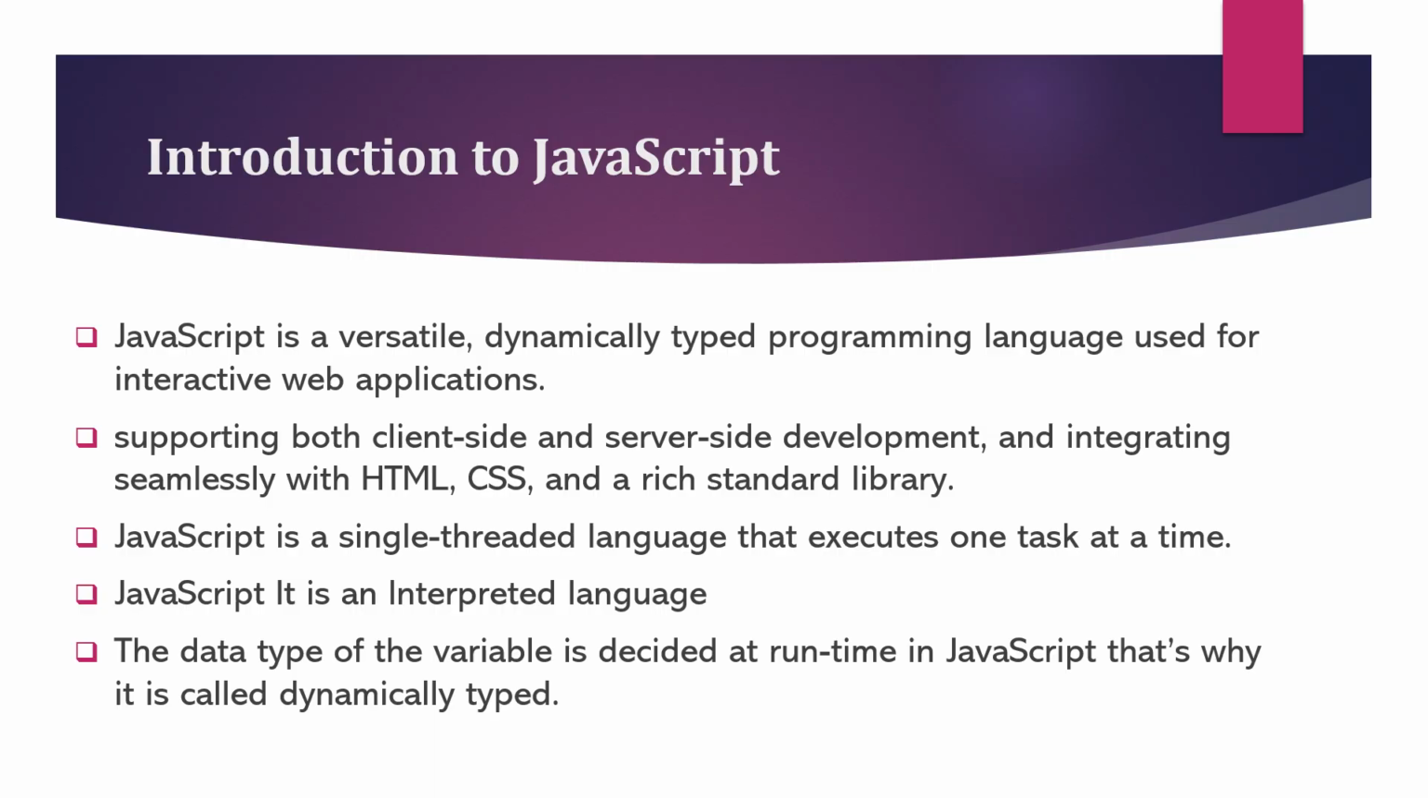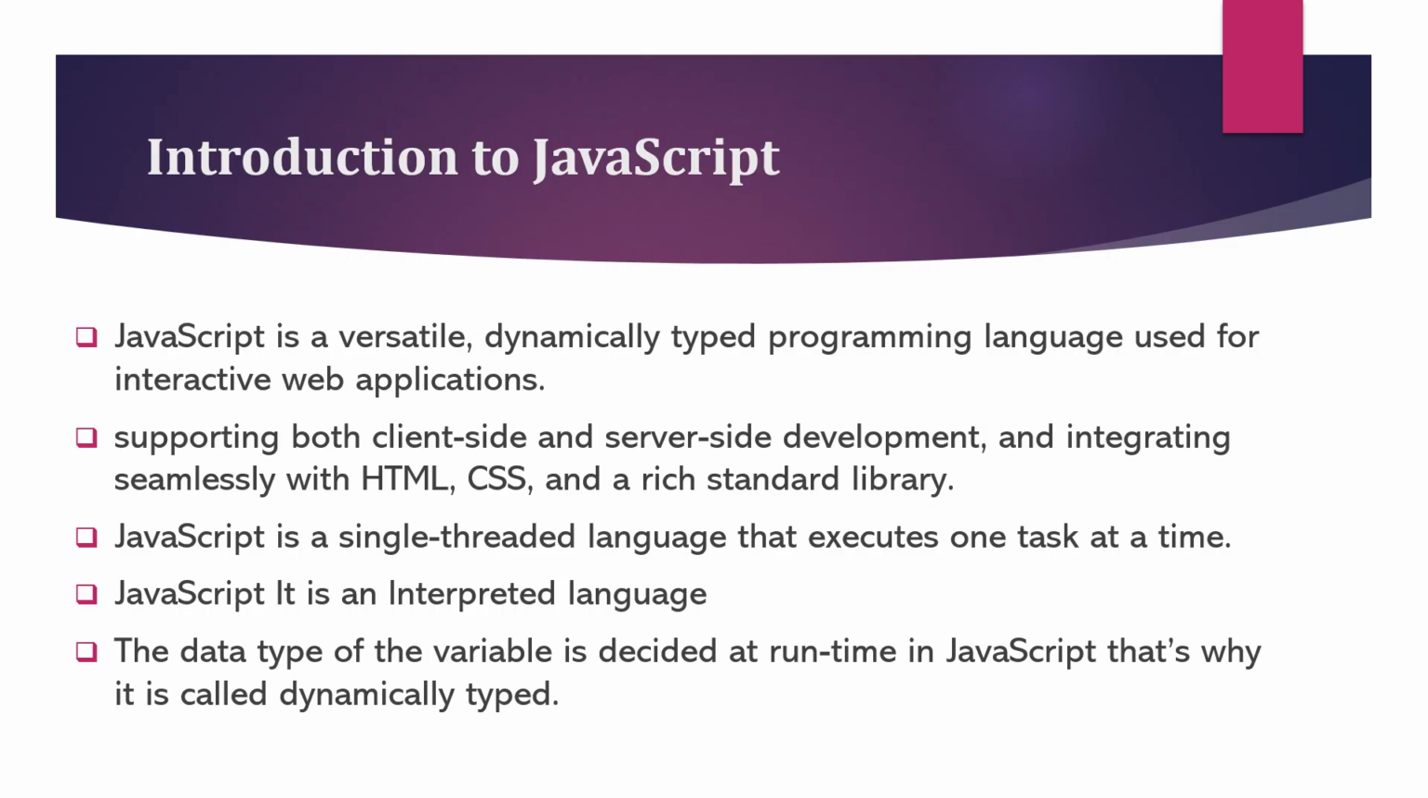Dynamic type means information can be changed frequently, supporting both client-side and server-side development and interacting with HTML, CSS, and a rich standard library. There are a number of libraries and frameworks built in JavaScript, such as React and Angular, which make development faster and more efficient. JavaScript is a single threaded language that executes one task at a time.